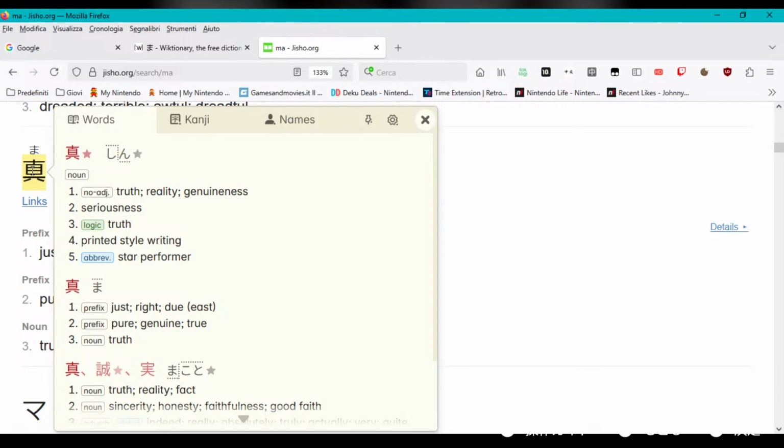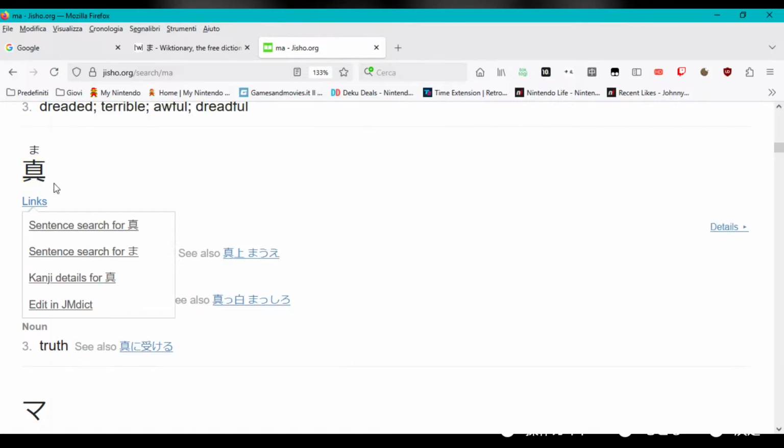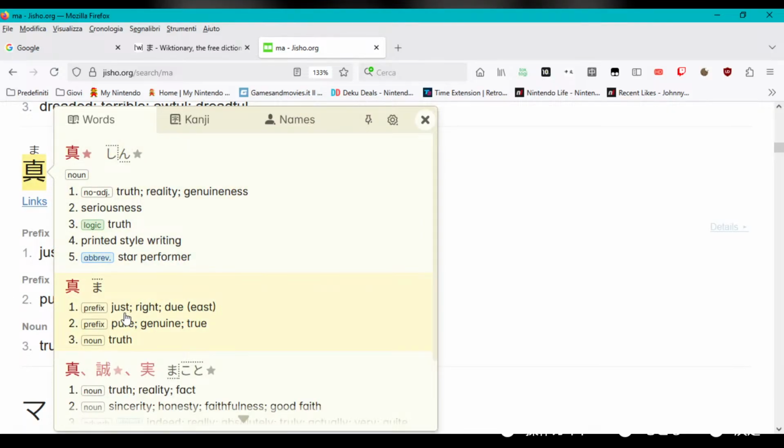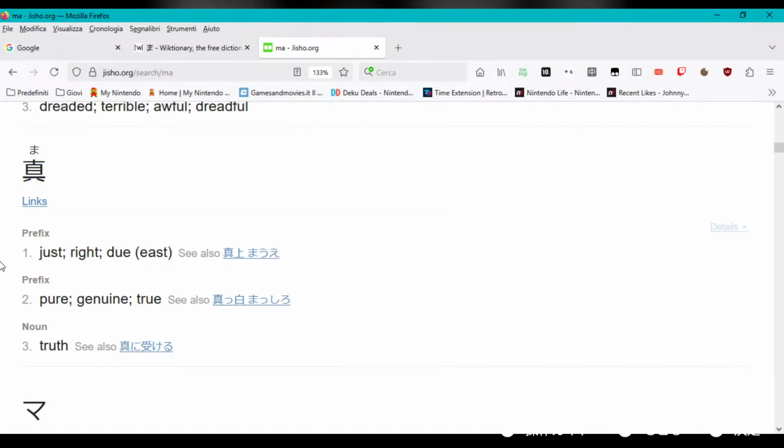Then we have, for example, also this prefix. Don't mind this alternative one for now. Ma, unaccented, but of course in this case it is a prefix, so it might change. As a noun, it means truth, even though there are other words more common for truth. As a prefix, it means just, right, pure, genuine, true. Some examples that we see here.